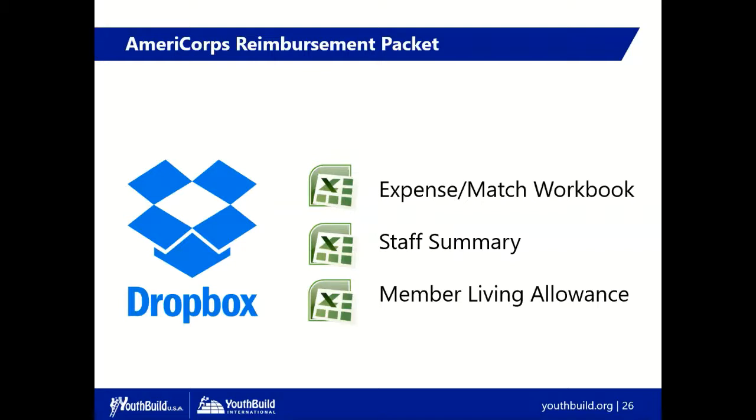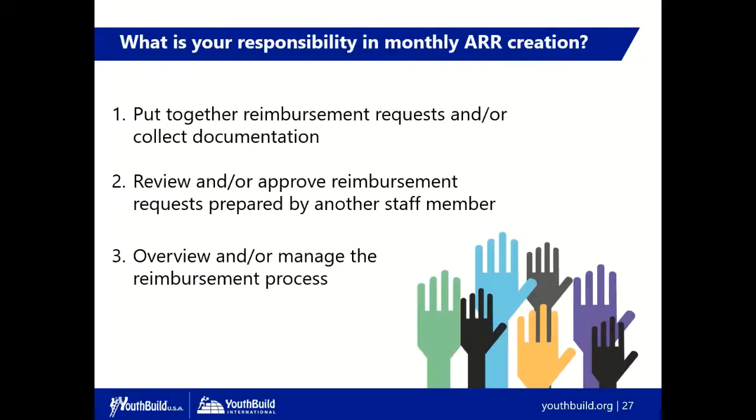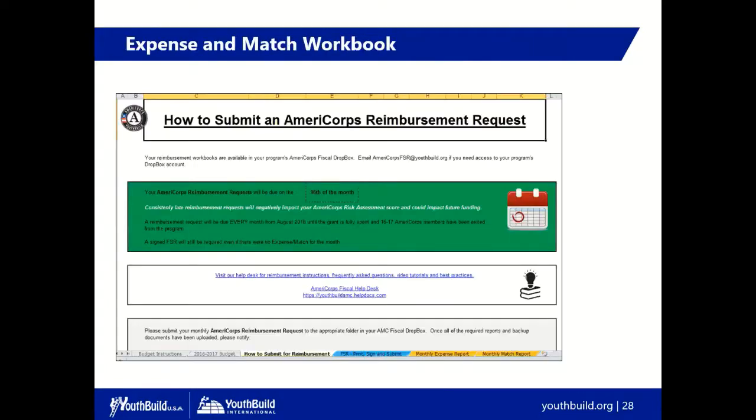The main parts of the AmeriCorps reimbursement packet we're going to go over today are the expense and match workbook and all the parts that make up it, the staff summary, and the member living allowance. But we'll mostly just be covering that first one. Unfortunately, we can't do any polls due to some technical issues, so we'll be skipping this. So this is the first thing we're going to cover in your expense and match workbook, and this is a tab titled How to Submit a Reimbursement.